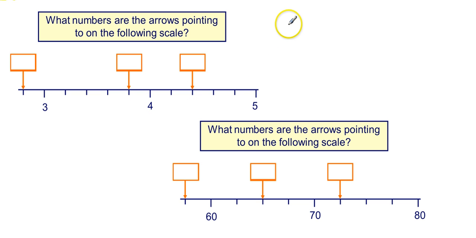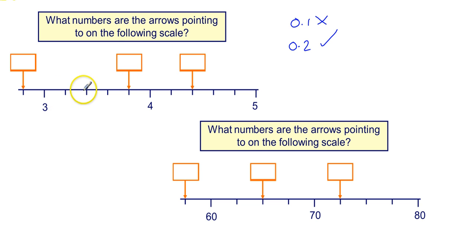We've got to work out the gap between each one. If each gap is 0.1, that would be 3.1, 3.2, 3.3, 3.4, 3.5. So it can't be 0.1 each gap. Let's try 0.2. It goes 3.2, 3.4, 3.6, 3.8, 4. Okay, so we've now worked out each gap is 0.2. We've just got to count on and work out where these missing things are.